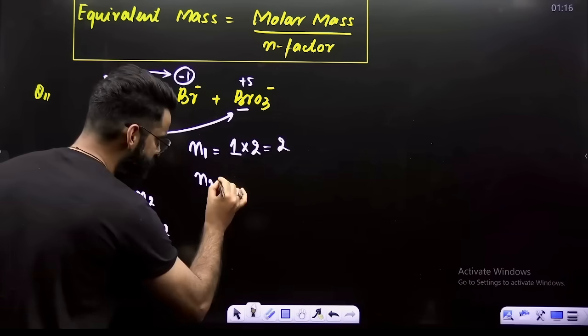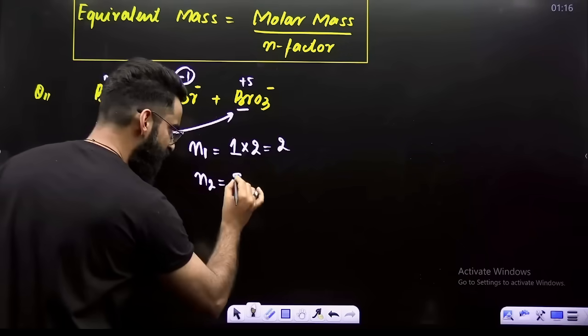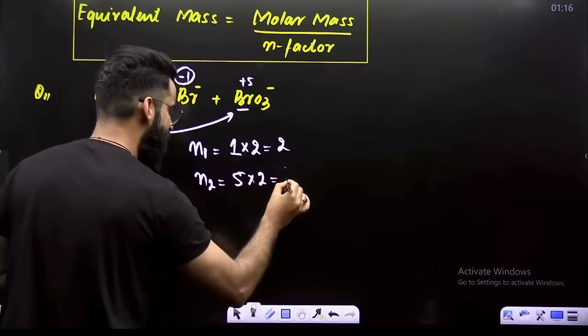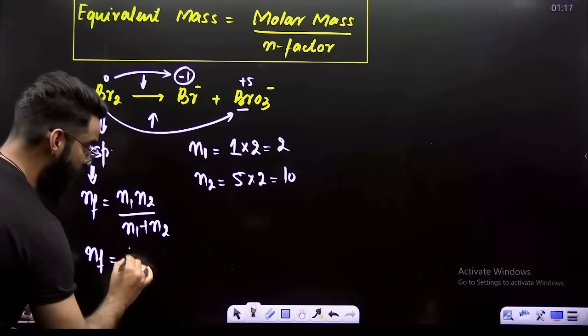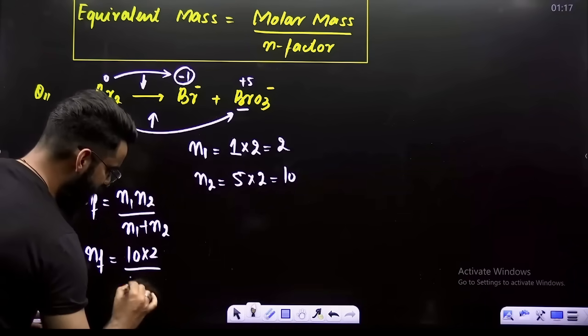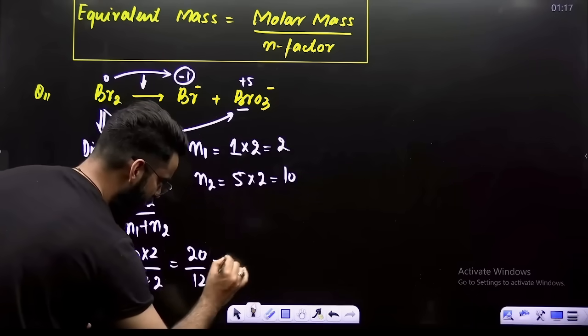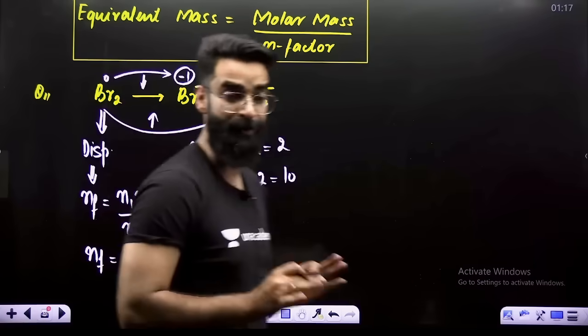Now if I talk about n2 value, 0 to plus 5. Change is 5. 5 is the change for one atom. But over here I've got two atoms. So 5 2s comes out to be 10. So you got n1, you got n2. So its n factor has to be equal to 10 multiplied by 2 divided by 10 plus 2. So it will come out to be 20 divided by 12. So 4 5 4 3. So 5 by 3 is basically the n factor of bromine over here.